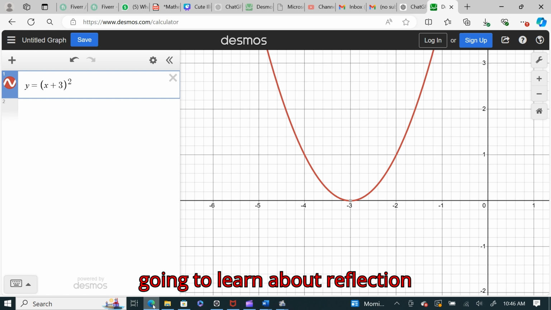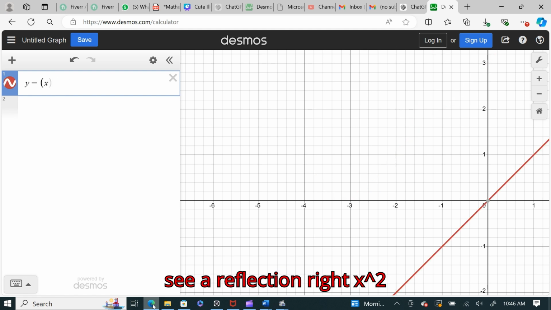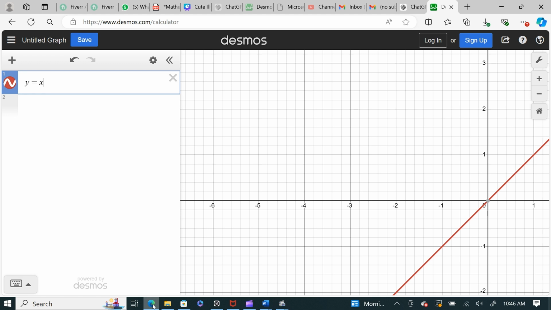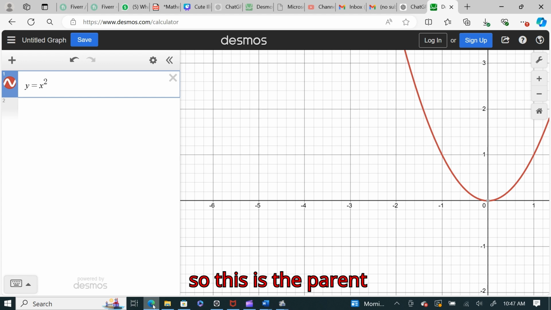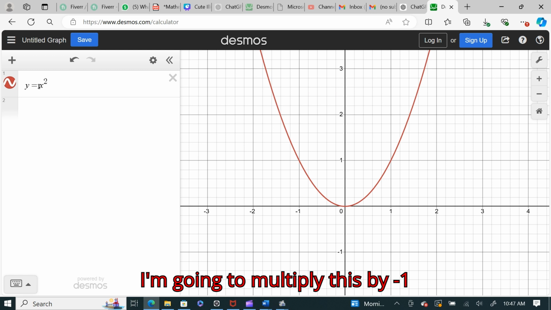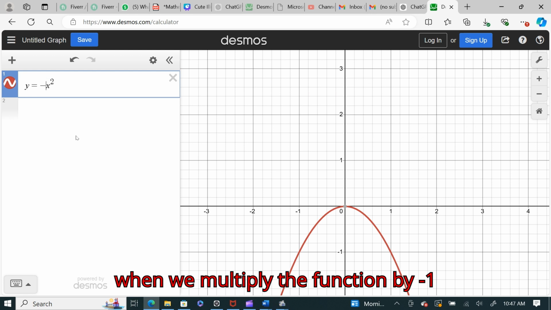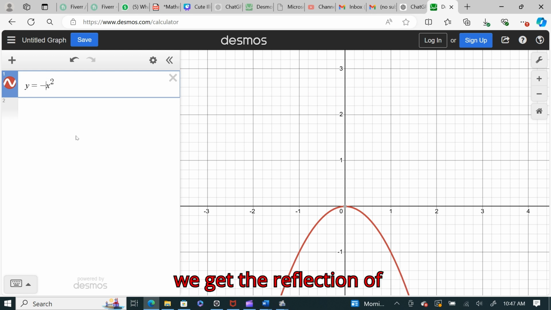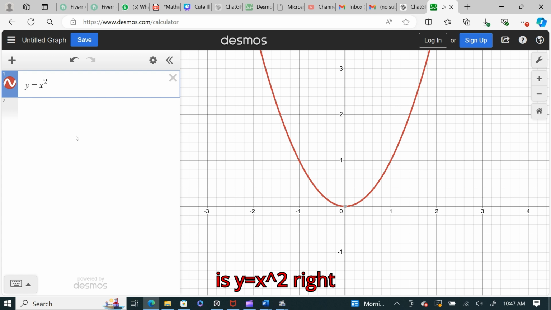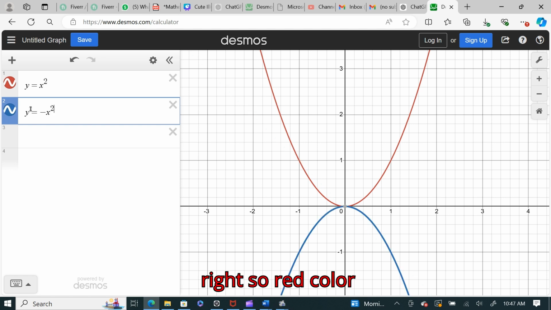Now we are going to learn about reflection. Reflection means if there is a mirror, we can see a reflection, right? x square. So this is the parent graph, right? I'm going to multiply this by minus 1. When we multiply the function by minus 1, we get the reflection of the parent graph. So this is y equals x square, right? y equals minus x square, right?